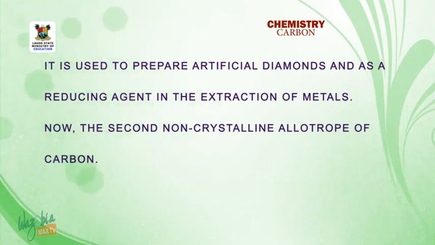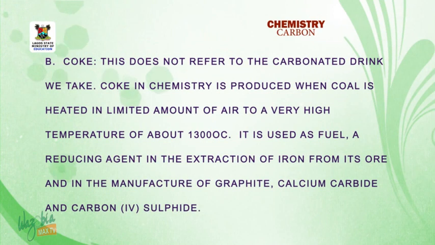Now, the second non-crystalline allotrope, coke. This does not refer to the carbonated drink we take. Coke in chemistry is produced when coal is heated in limited amounts of air to a very high temperature of about 1,300 degrees centigrade. It is used as fuel, a reducing agent in the extraction of iron from its ore, and in the manufacture of graphite, calcium carbide, and carbon(IV) sulfide.